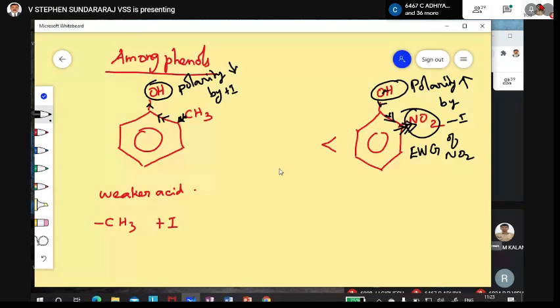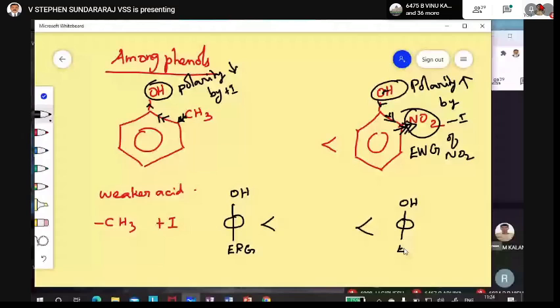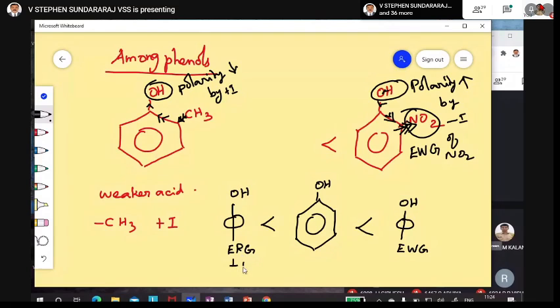So remember that phenol, I'm using this symbol for phenol. Phenol attached with electron releasing group is weaker acid, and phenol attached with electron withdrawing group is stronger acid. And what about phenol itself? Will it be in between or not? Because phenol is not having an electron releasing group, it will have its original standard acidity. If it is having electron releasing group, plus I effect, then less acidic, and minus I effect, more acidic. This is the order.